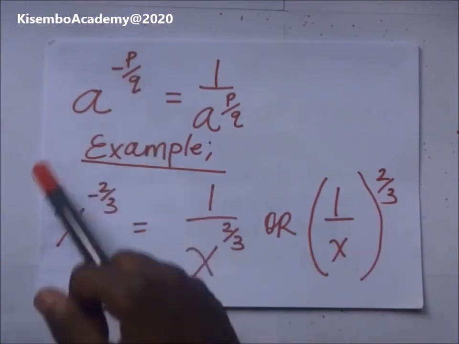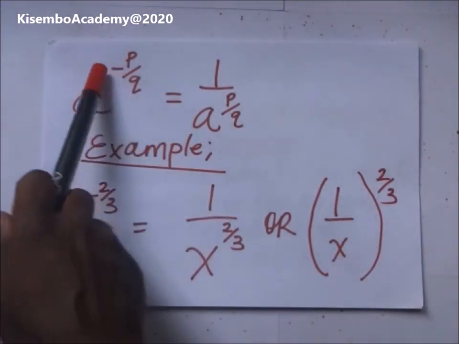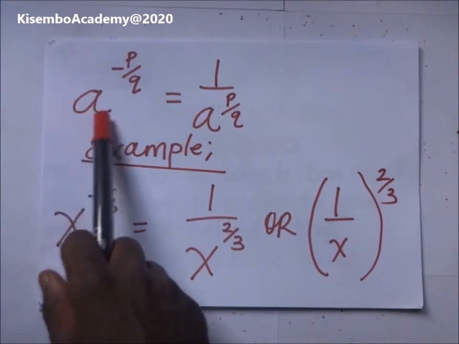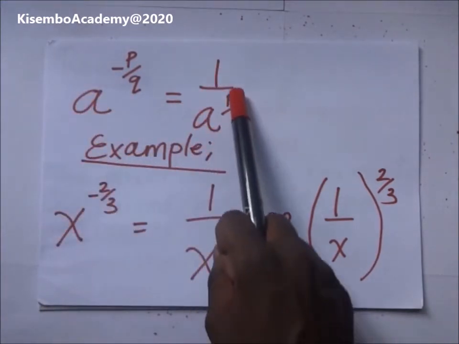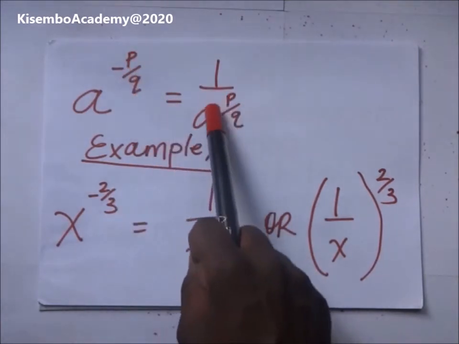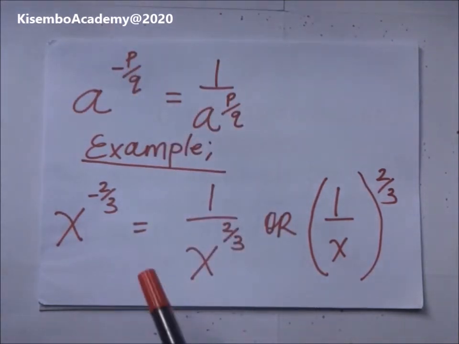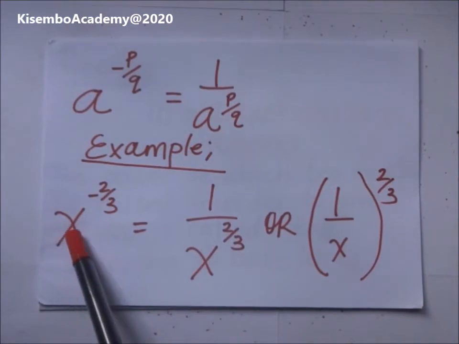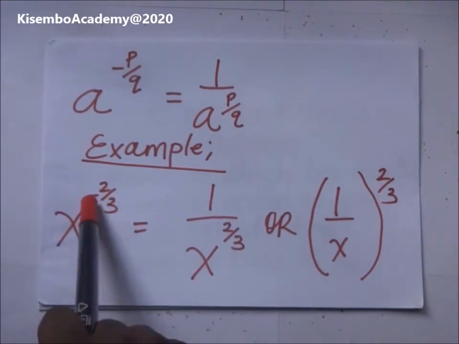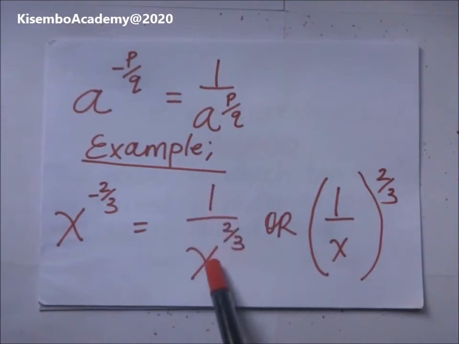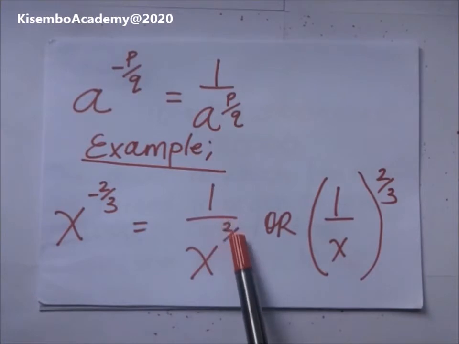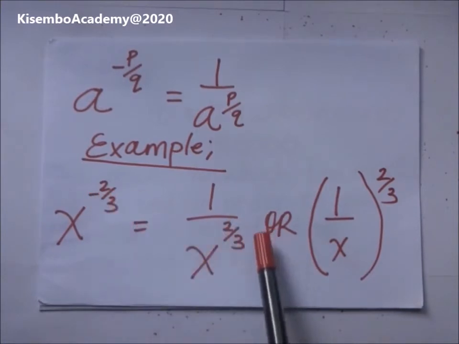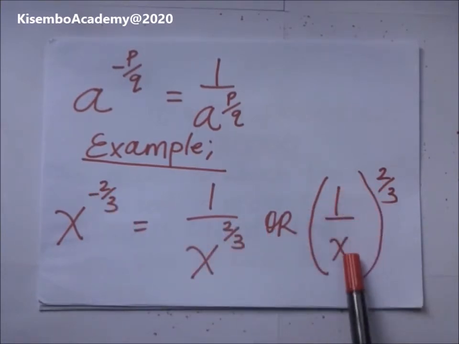A to the power negative p over q is going to be equal to, now for us to remove this negative, we have to find the reciprocal of a. And definitely the reciprocal is 1 over a to the power p over q without the negative. This is well illustrated in our example, x to the power negative 2 over 3. For us to remove that negative, this is the same as 1 over x to the power 2 over 3 without the negative, or the same as 1 over x, everything to the power 2 over 3.